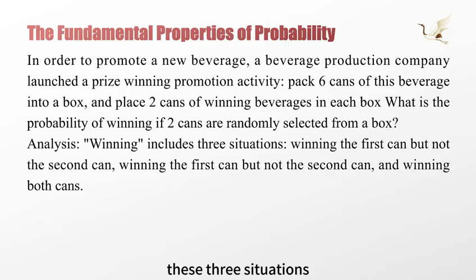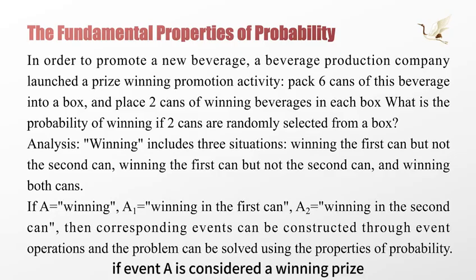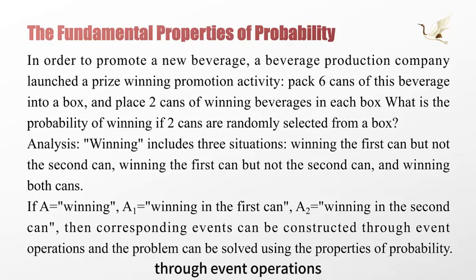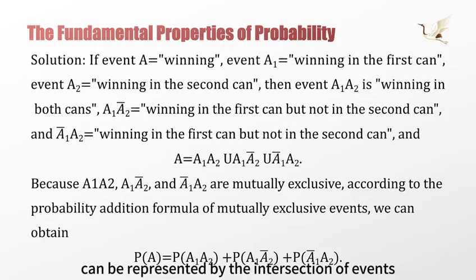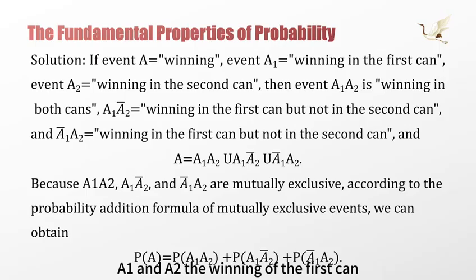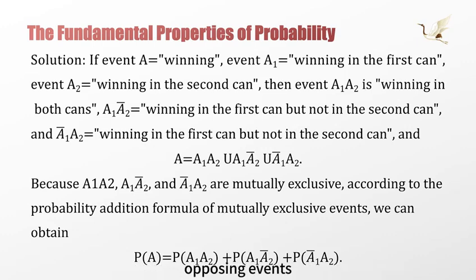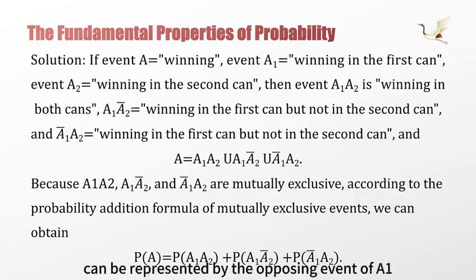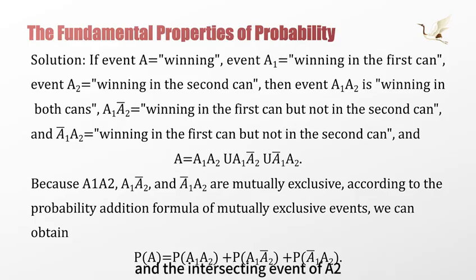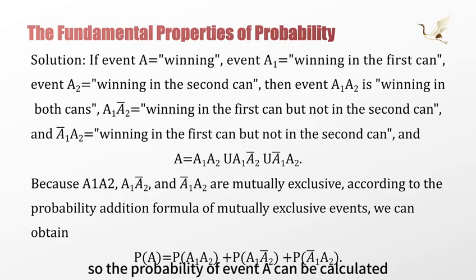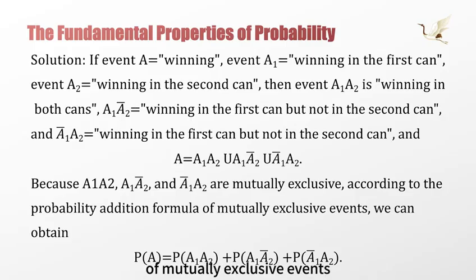These are 3 situations. Let event A be winning a prize, let A1 be the first can winning and A2 be the second can winning. Then corresponding events can be constructed through event operations, and the problem can be solved using the properties of probability. So winning both cans can be represented by the intersection of events A1 and A2. The first can winning and the second can not winning can be represented by the intersection of A1 and the opposing event of A2. The first can not winning and the second can winning can be represented by the intersection of the opposing event of A1 and A2. The sum of the 3 events mentioned above is equal to event A. Moreover, the 3 events are mutually exclusive, so the probability of event A can be calculated based on the probability addition formula of mutually exclusive events.